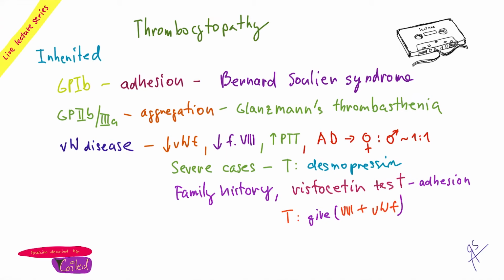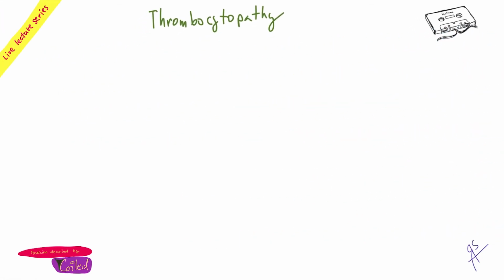So that's von Willebrand's disease. In most cases, you just live with it and nothing. You bleed more from the nose and that's it. In severe cases, at the end, you're going to get supplementation of factor VIII and von Willebrand factor. So those were inherited diseases, and the most important out of them is von Willebrand's disease.